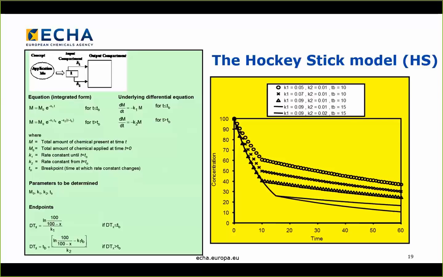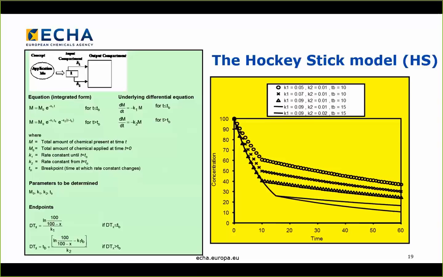Again, we have the parameters to be determined, M0, k1, k2, just like DFOP. But rather than a g value for DFOP to fraction the mass between two compartments, we separate the two rate constants by this breakpoint, this tb parameter. And again, we have the DT50 and DT90 equations there.